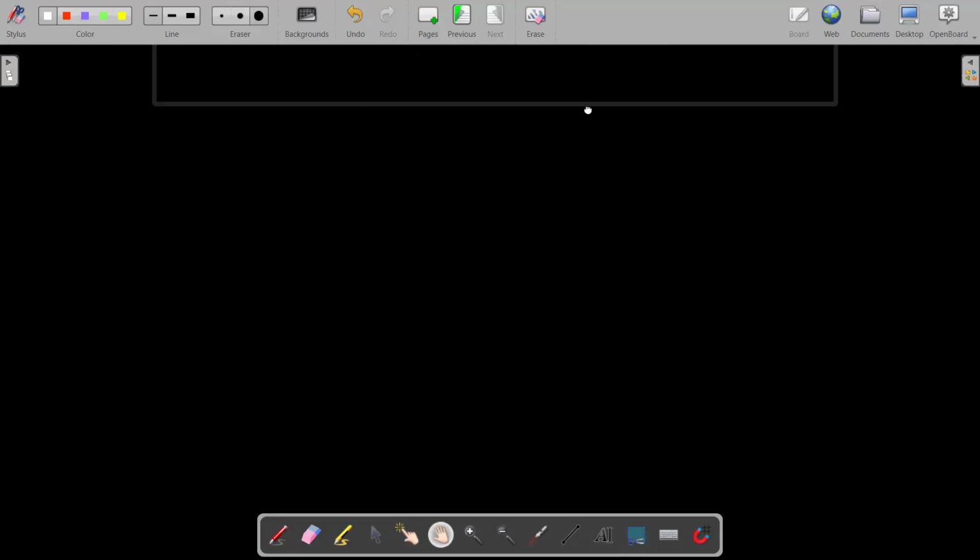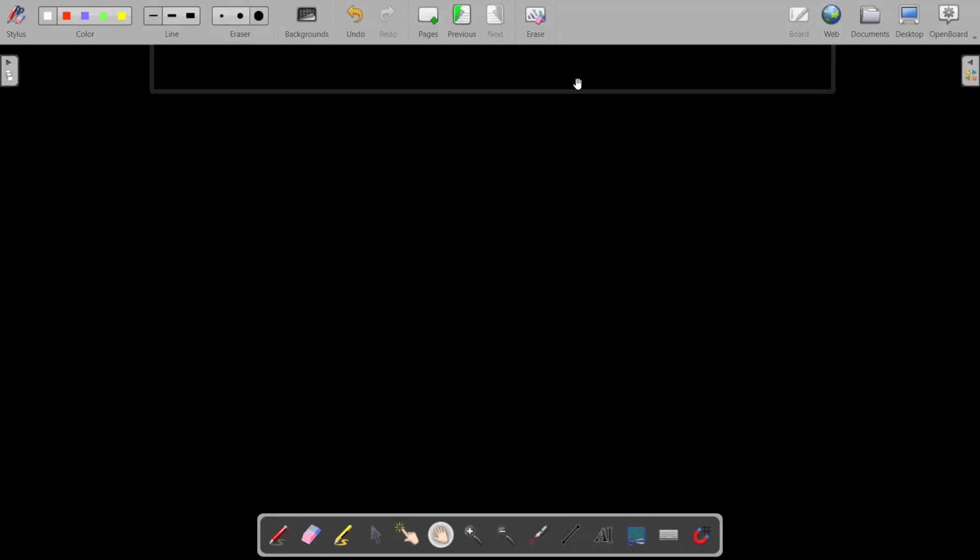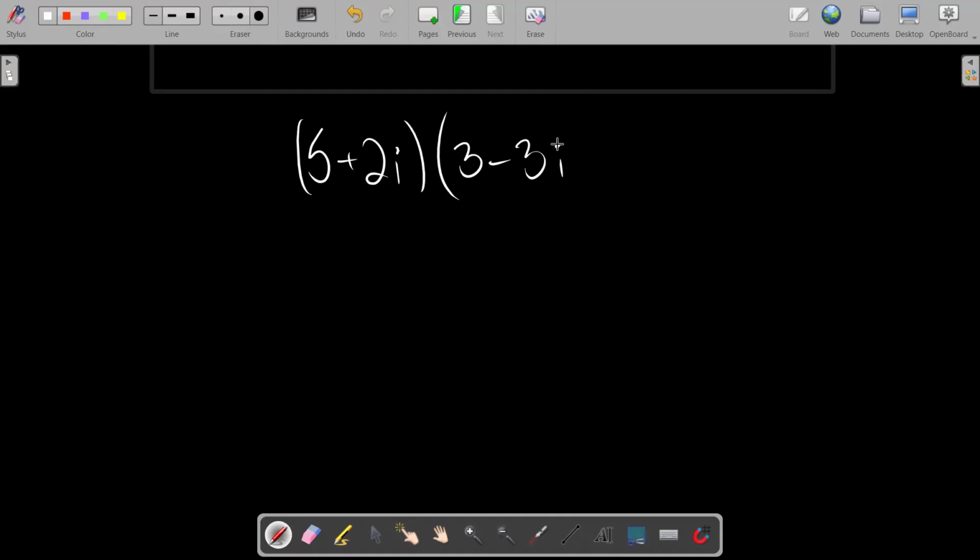All right, in the last few minutes of this, I do want to get to multiplication of complex numbers, and it is the only remotely entertaining thing I think that we do in this lesson. I think to this point it's been pretty ho-hum, but multiplying complex numbers is actually kind of fun. So I've got a couple picked out here. Let's do 5 plus 2i times 3 minus 3i.